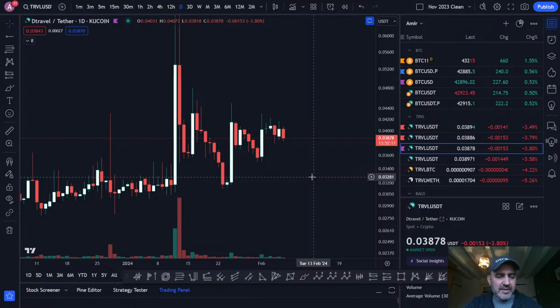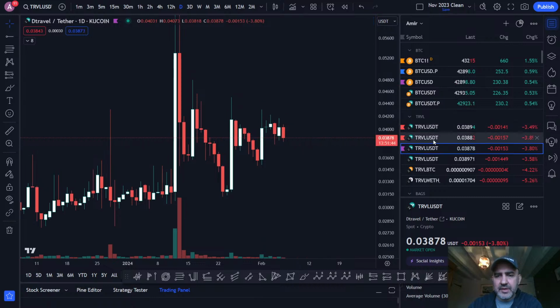I already set some limit orders on TRVL which have been filled. So my limit orders on TRVL, let me just have a look. Yeah, it's fully filled now. So I had a limit order which was filled at the daily level. And we're actually trading below the daily level now.